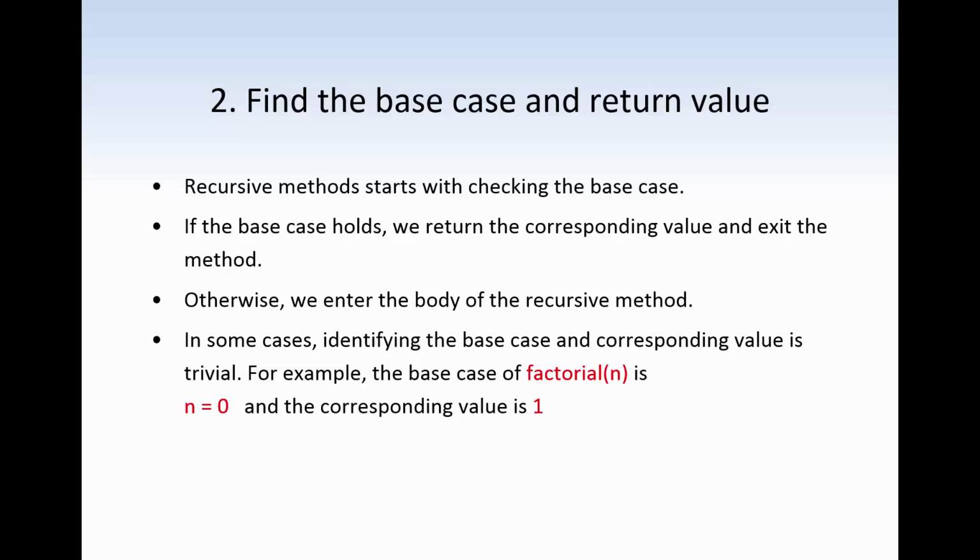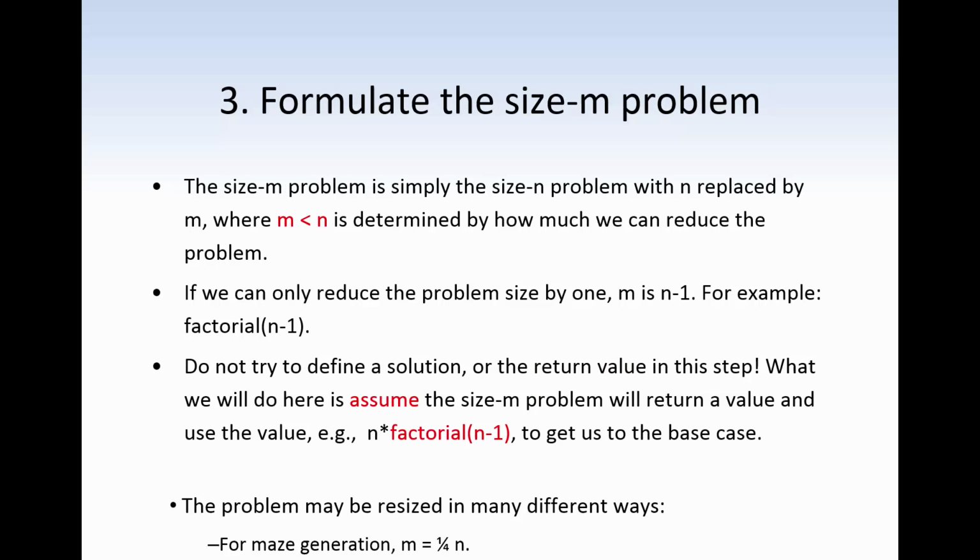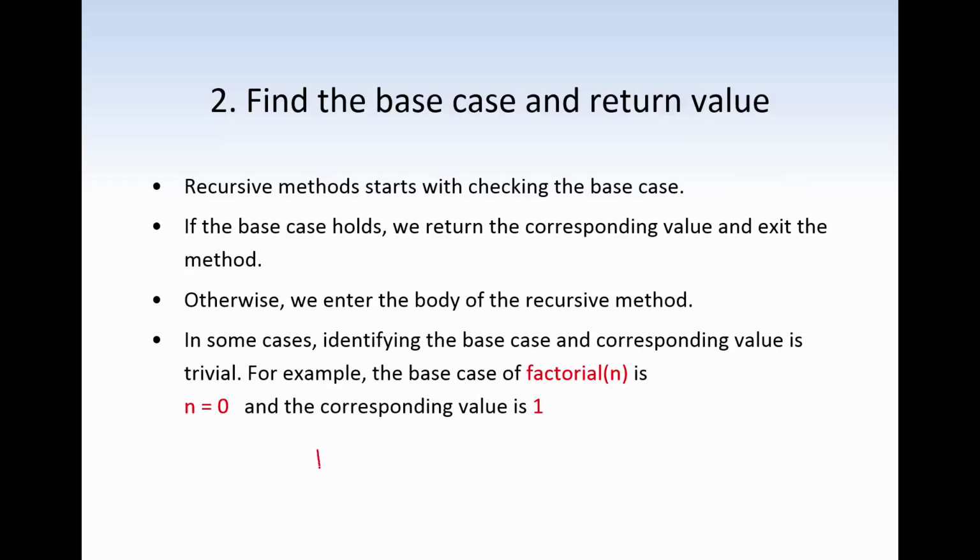Well, for factorial, it's relatively simple. We said factorial of 1 is just going to be 1. So factorial of 1 equals 1. That's our base case. Our base case is n equals 1. And then our return value, that's going to be the 1 also.